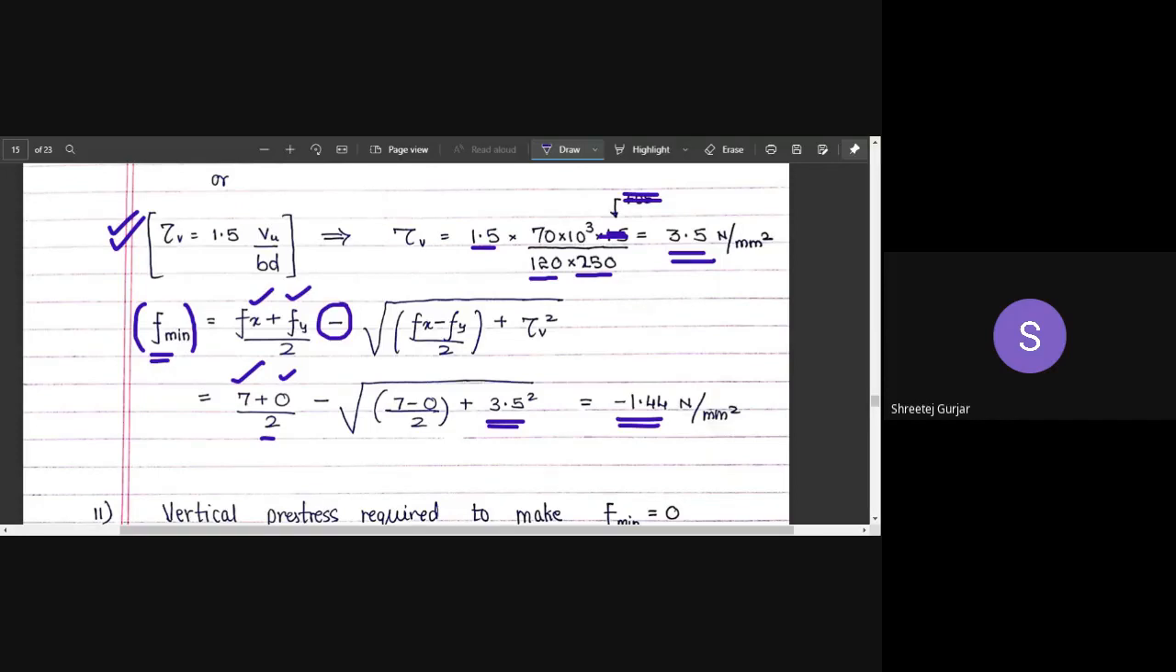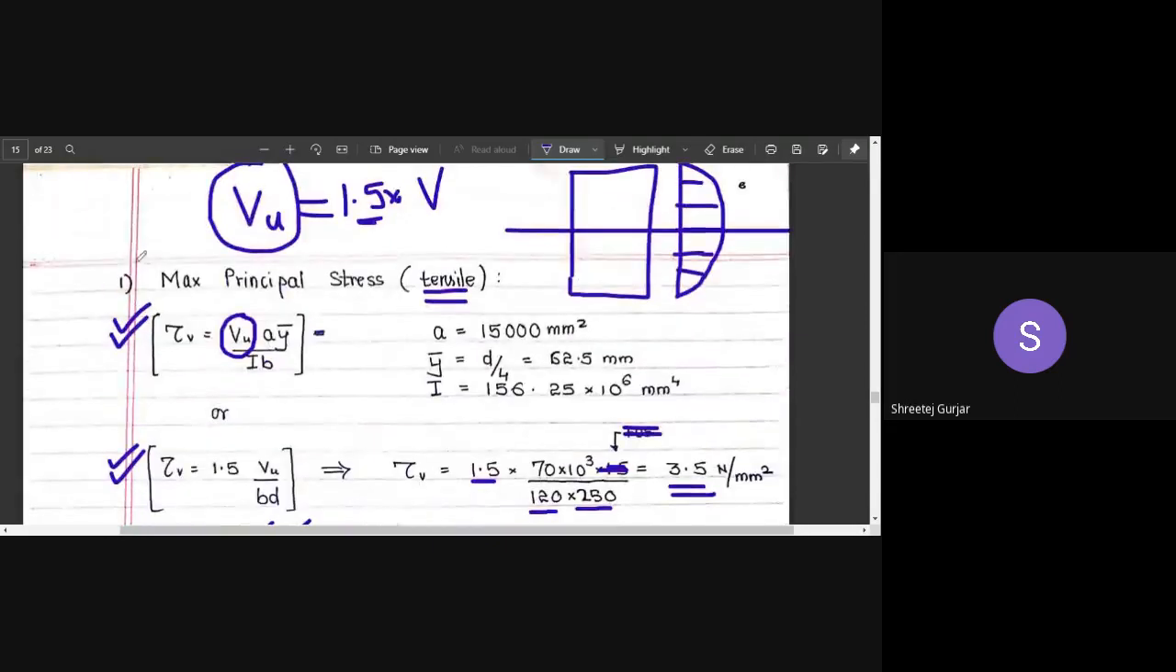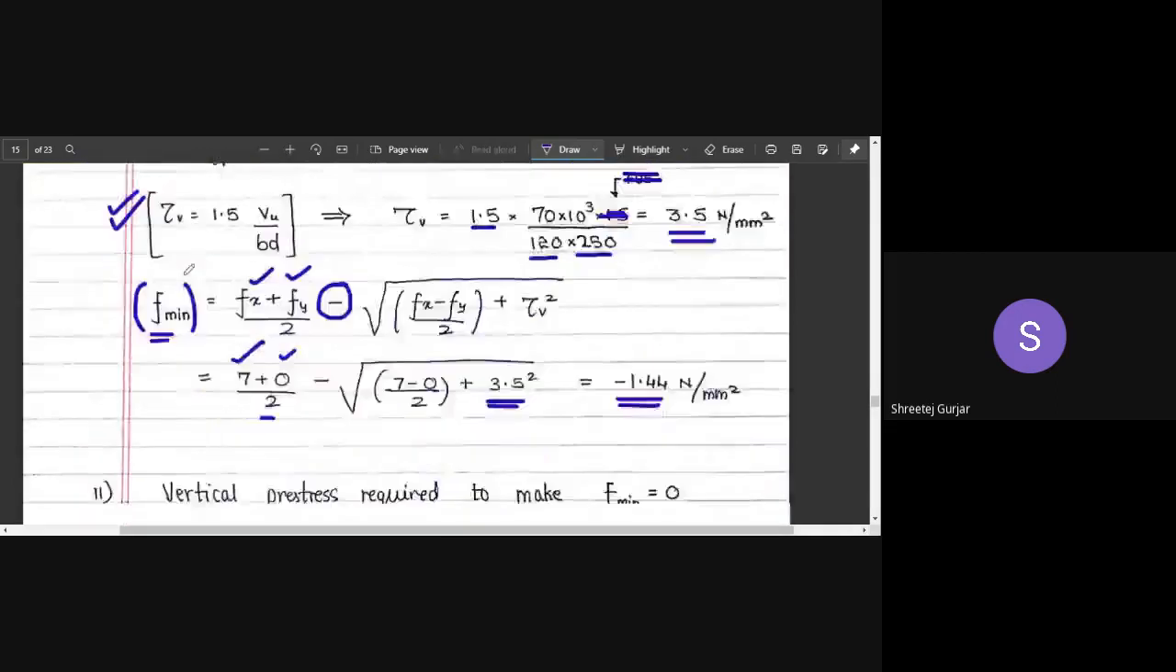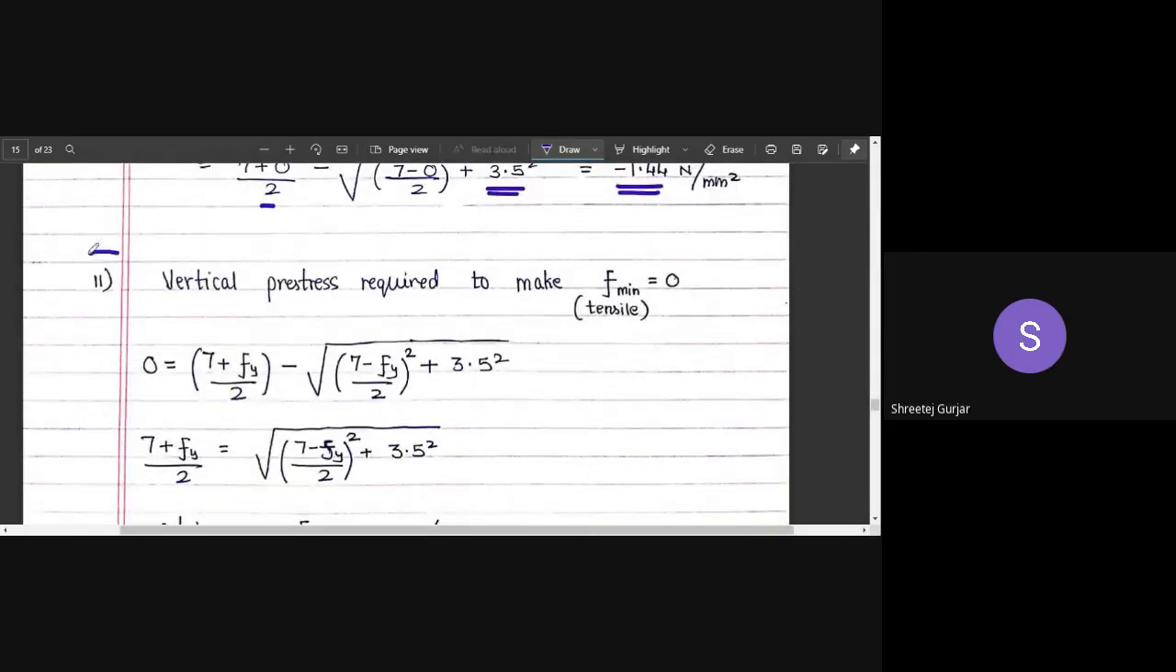Okay. This is the first case, wherein we were told to calculate the maximum principal tensile stress. So we are done with the first case. Now moving on to the second case, wherein they have told us to calculate Fy, the vertical pre-stress required to make F minimum 0. So this particular F minimum formula we have written as it is, and we have equated it to 0, that is F minimum equals 0. Since we need to calculate Fy, we have kept Fy as it is.